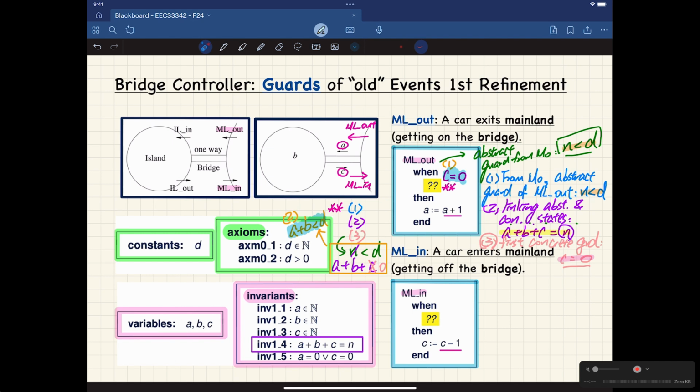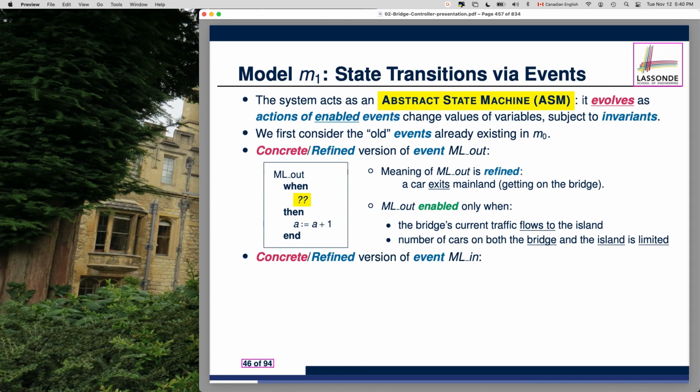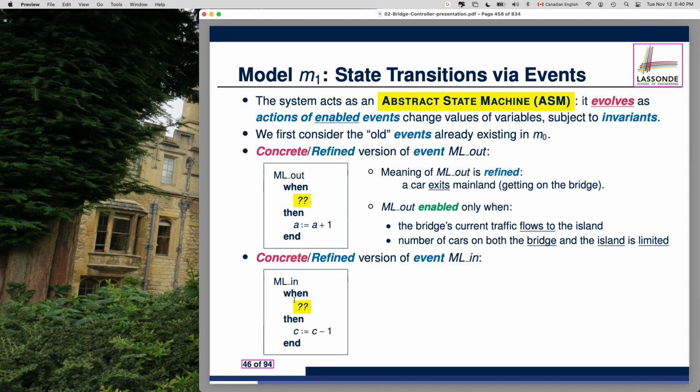Let's now move on. The next one will be, let's figure out the guard for this particular event, which is much simpler. But I do have some little exercise for you guys to think about. Okay, that's also worth thinking. Let's figure that out first. Let's say I give you some English description about the guard for MLN. So that is something we want to figure out.